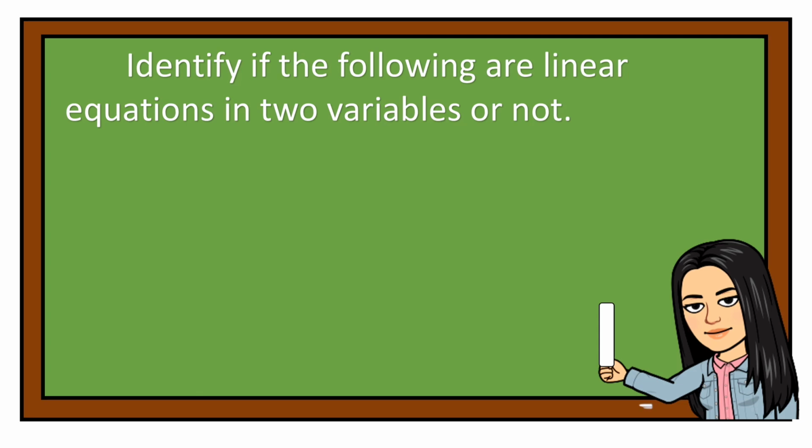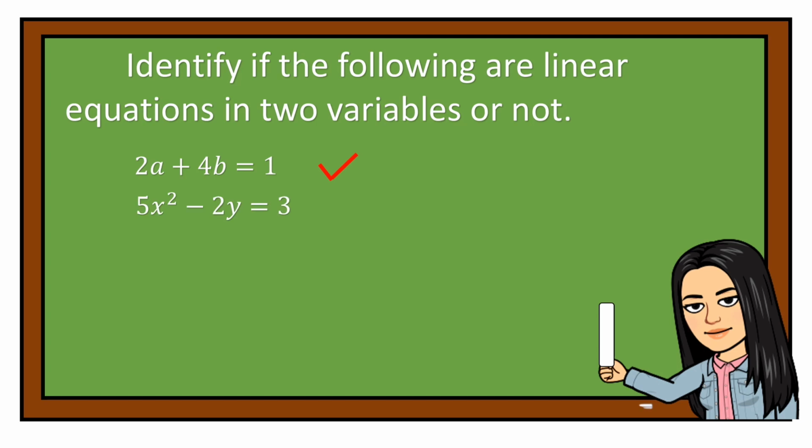Let us identify if the following are linear equations in two variables or not. Let's put a check if it is a linear equation in two variables and X if it is not. First, we have 2a plus 4b is equal to 1. Check. So this is a linear equation in two variables. The given equation has the variable a and variable b.